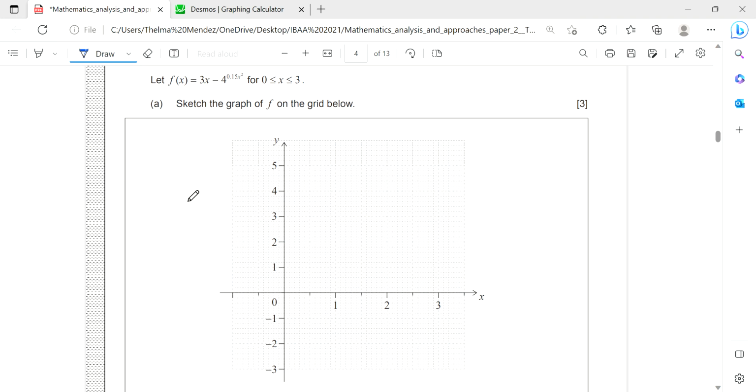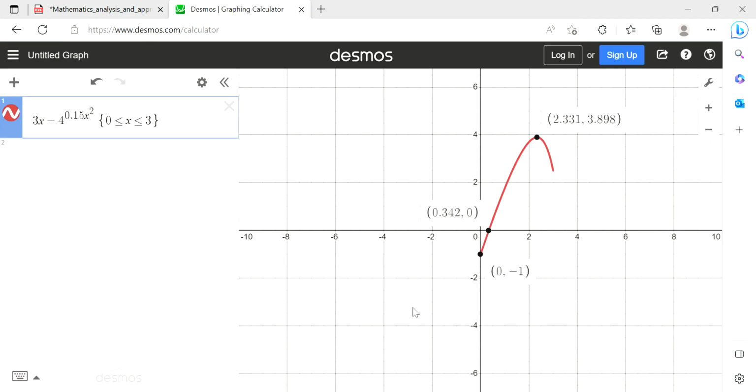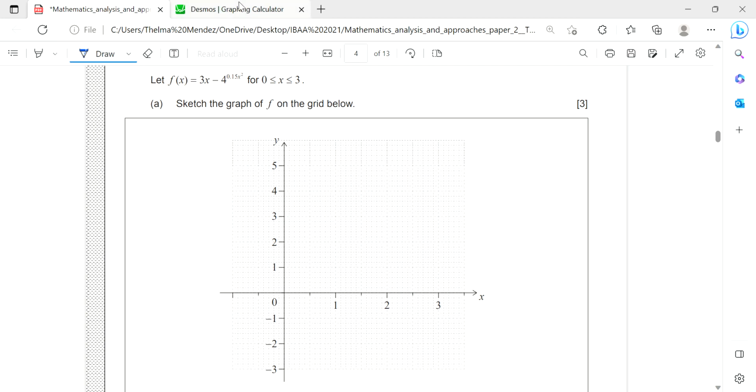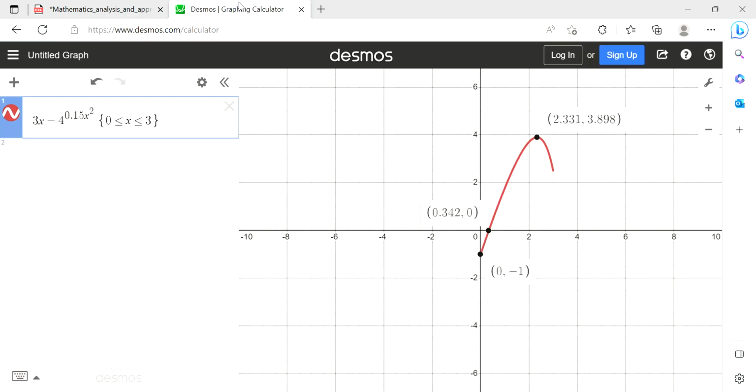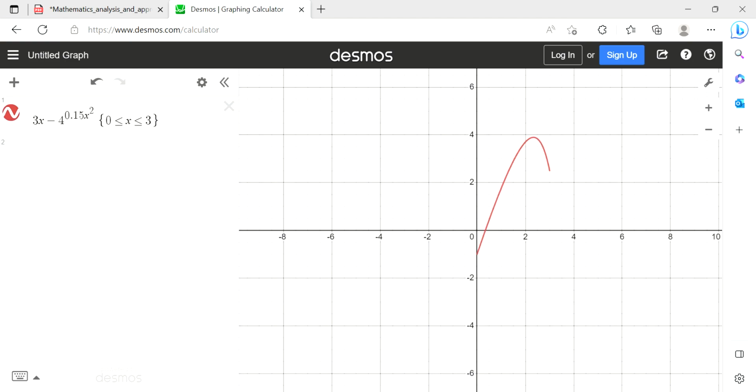Let f of x be equal to 3x minus 4 to the 0.15x squared for all values of x from 0 to 3 inclusive. So we sketch the graph. So you'll use the graph function of your calculator, and your drawing must look like this, where we have our x from 0 to 3. Okay, so just sketch it as is. And also, when you sketch, you have to label your graph. So what's the name of this graph? F of x.